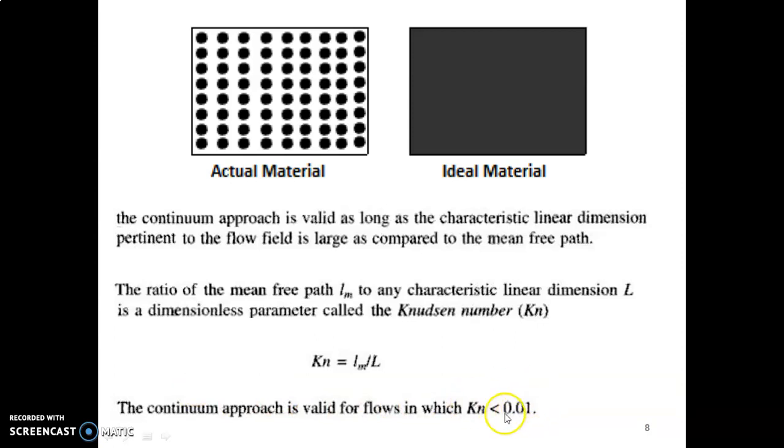Now let us look into the other side. When the Knudsen number is greater than 0.01, the mean free path value will be increasing. That means the gaps between the molecules will also be increasing. When the gaps increase, we cannot use the continuum concept in that situation. So there is a limitation for the continuum concept. That limitation is expressed by this Knudsen number value. Now let us discuss in detail the limitation for the continuum concept. It is not valid under the following conditions.